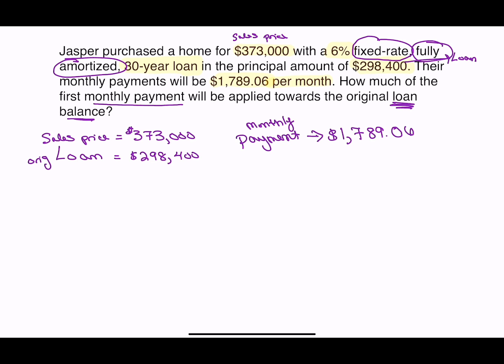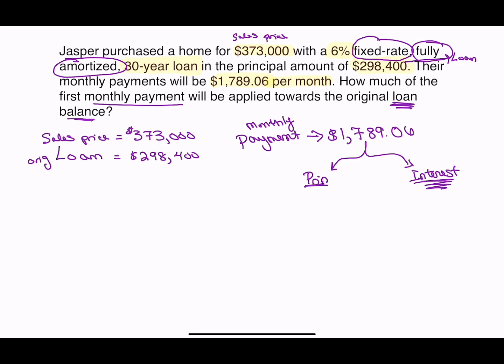So that means that $1,789.06 does not change over the entire 30-year span of this loan. Every single month, this person, Jasper, owes $1,789.06. Here's the thing, though. That number is going to be made up of two things: principal and interest. Even though Jasper's going to write a check for $1,700, that does not all go to reducing how much he owes the bank. Only the principal amount goes to reducing the principal balance. The rest of it is interest.